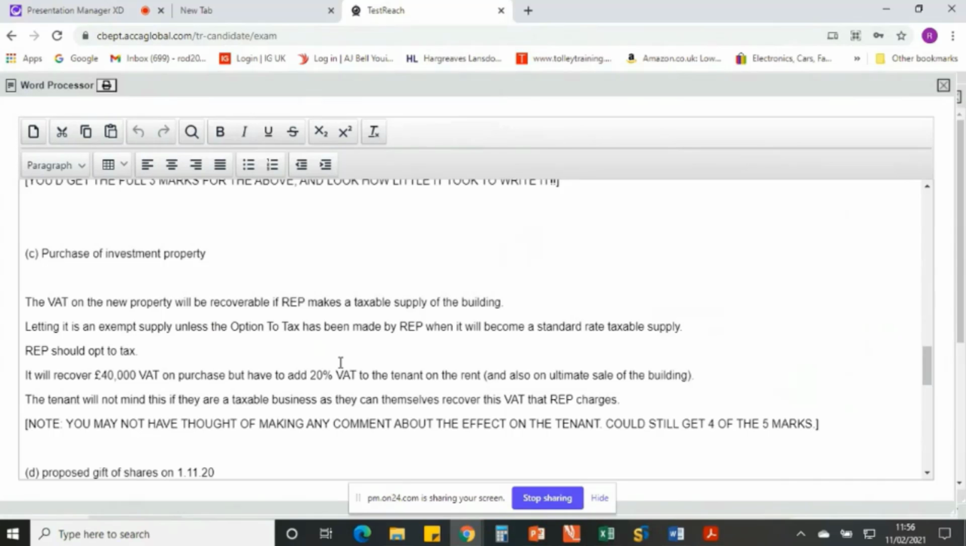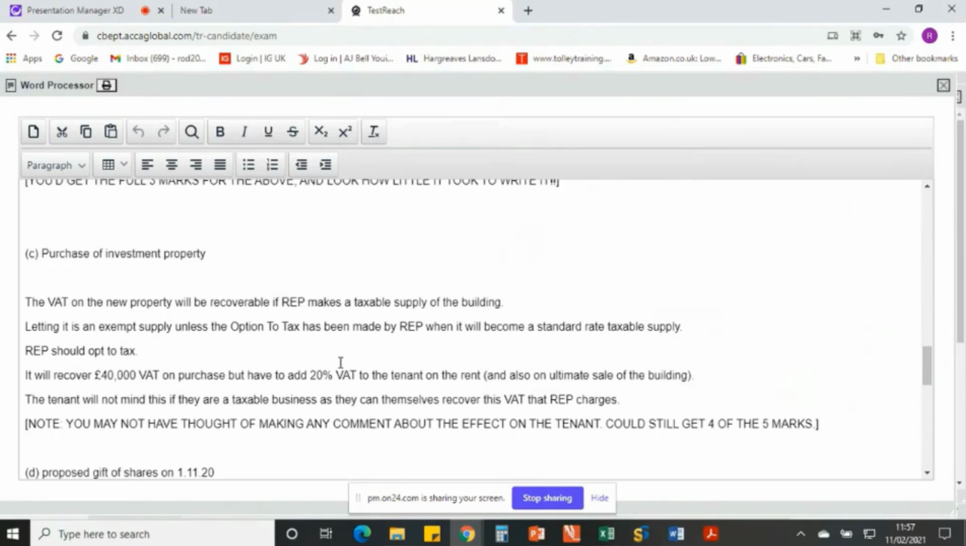The tenant will not mind this. I'm considering the tenant's point of view. That wasn't obvious, I think, from the requirement that you'd have to do that. Don't worry about that. The tenant will not mind this if they're a taxable business, because what they pay as input tax to you on the rent, they'll be able to recover if they're using the building in their VAT taxable business. So they'll recover that VAT if they're a taxable business.